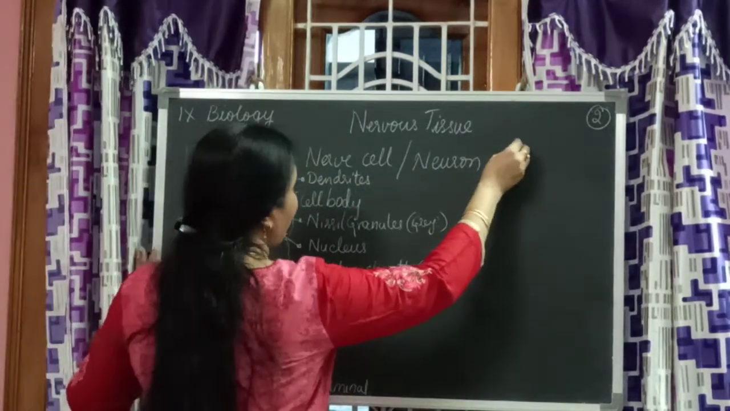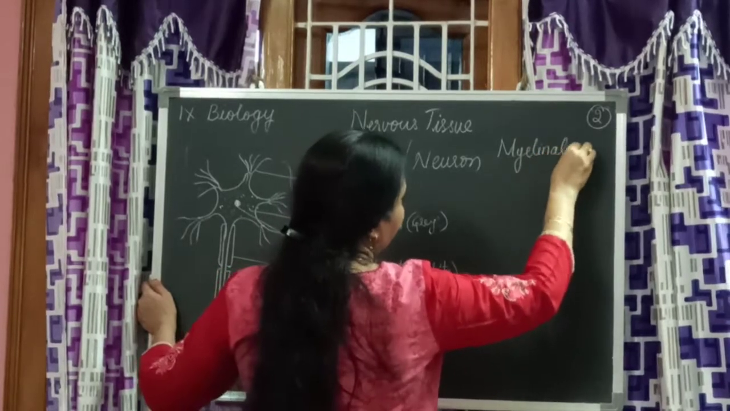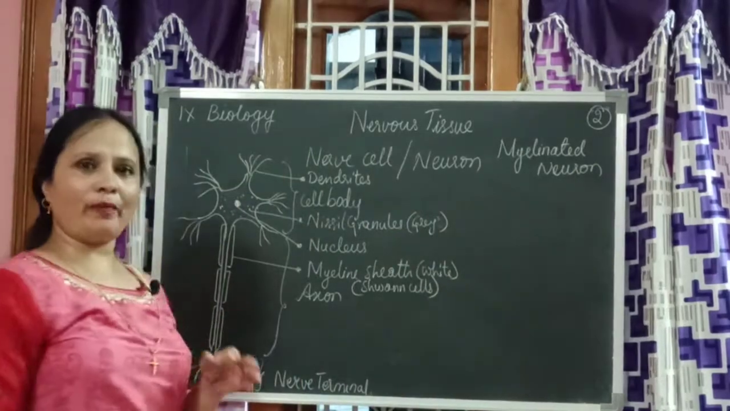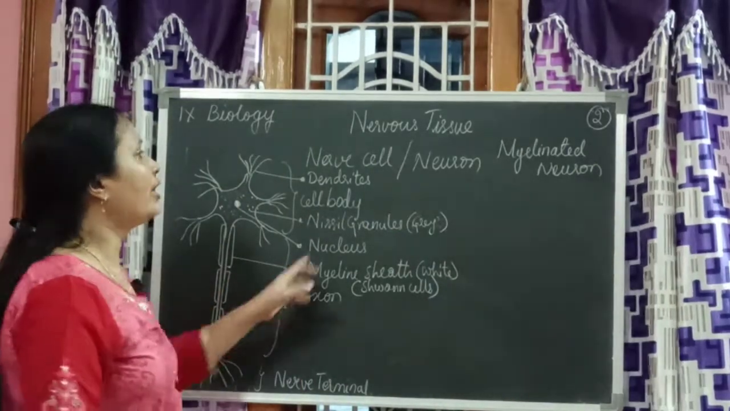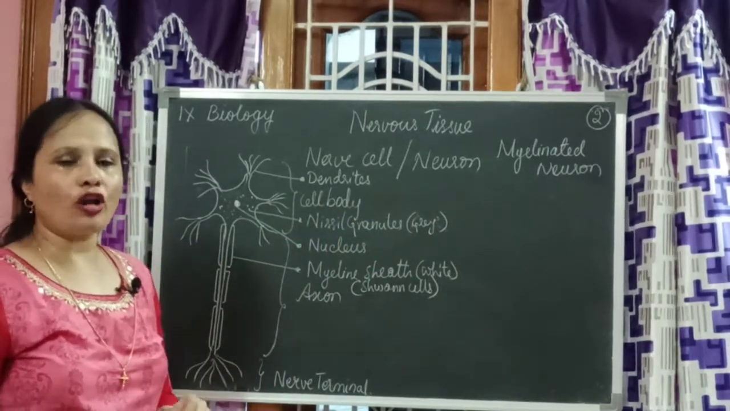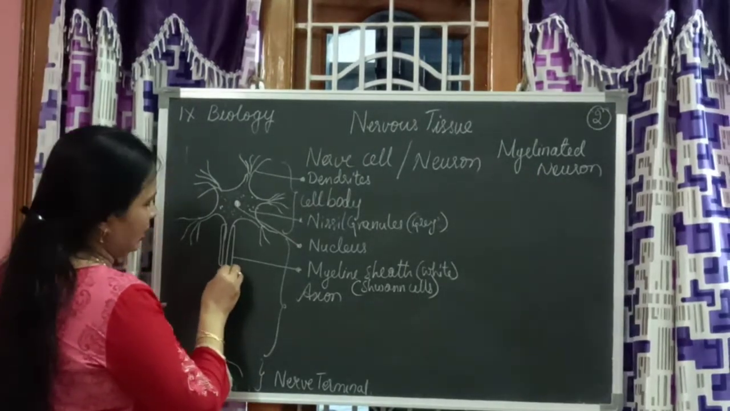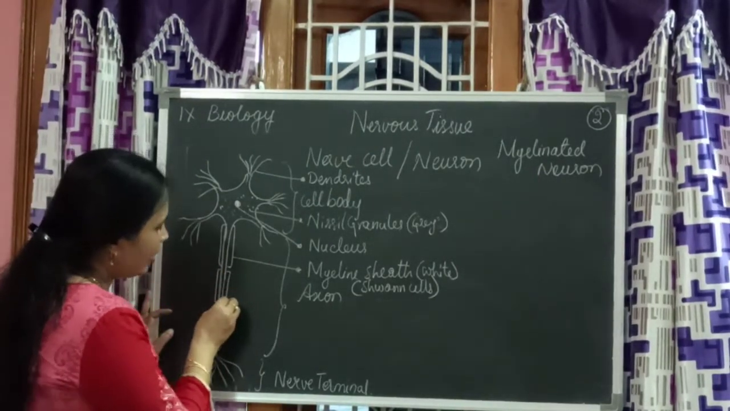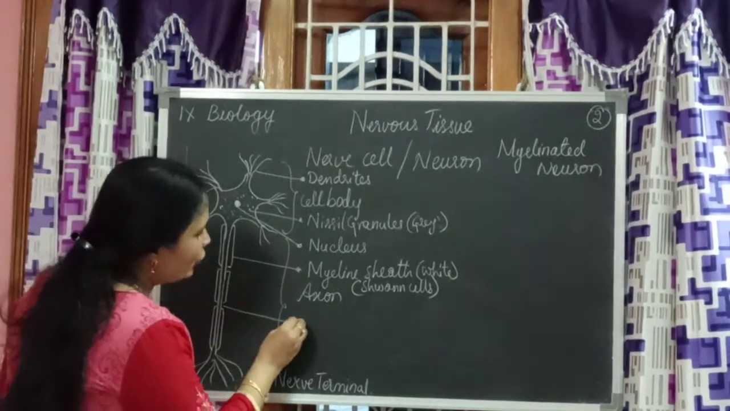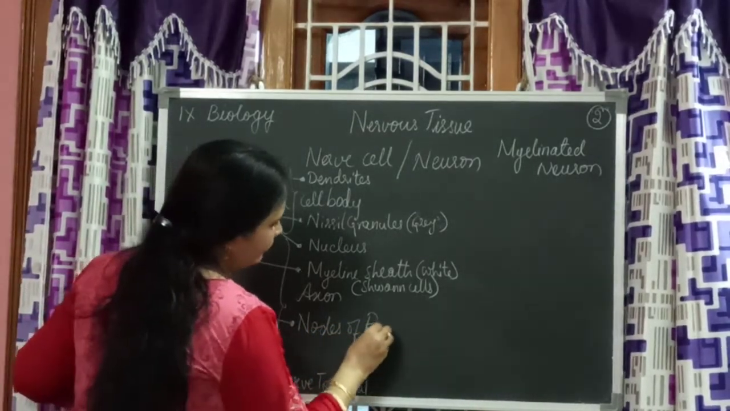If the myelin sheath is present, we call this a myelinated neuron. Otherwise, it is a non-myelinated neuron. If the myelin sheath is there, it is called a myelinated neuron. If the myelin sheath is absent, we call it a non-myelinated neuron. Right. And the gaps between the myelin sheath are called nodes of Ranvier.